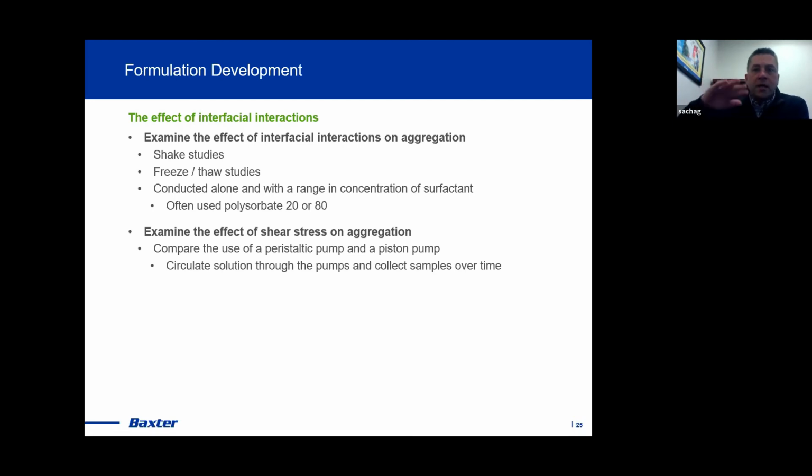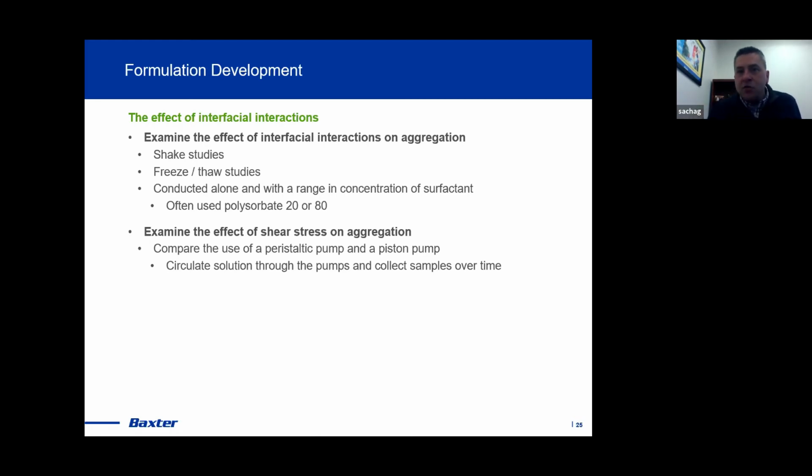This is just shaking so that you constantly turn over the solution to expose the molecules to the air solution interface. And we'll set up something where we set samples prepared with and without a surfactant, and hopefully a range of surfactants, so that we know what the minimum amount of surfactant is needed to prevent aggregation. And we'll conduct this shaking for 30 to 60 minutes. And then we'll also do freeze thaw studies where we take the samples and freeze them and then thaw them for, let's say, 3 and 5 cycles.